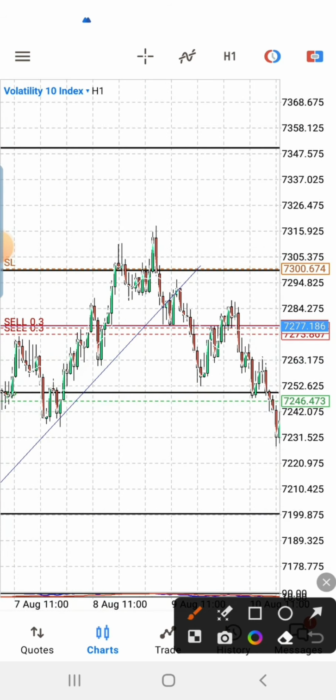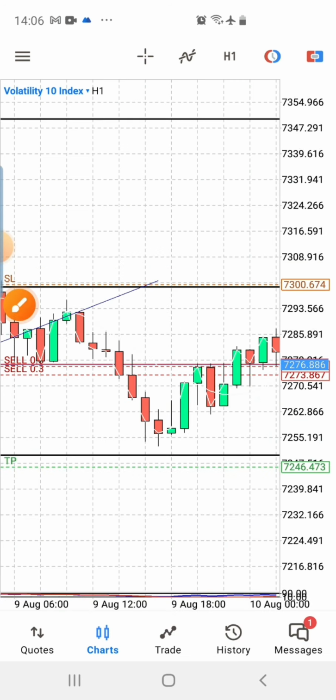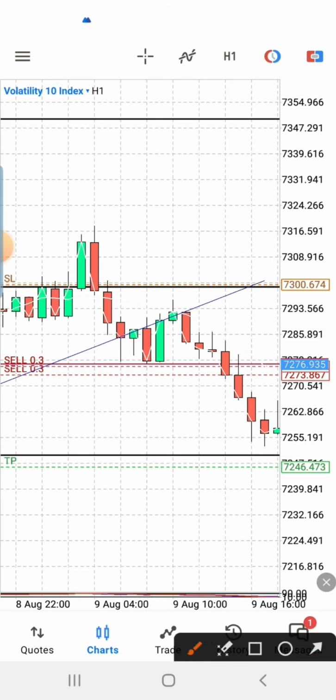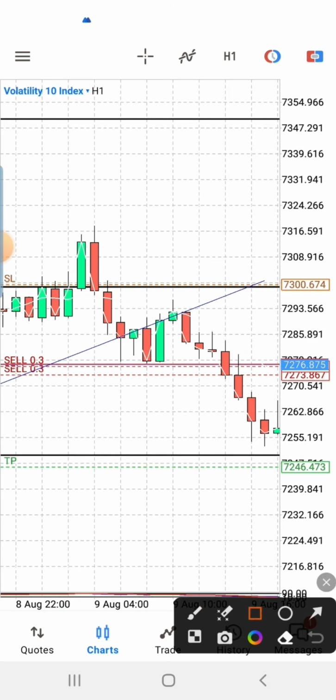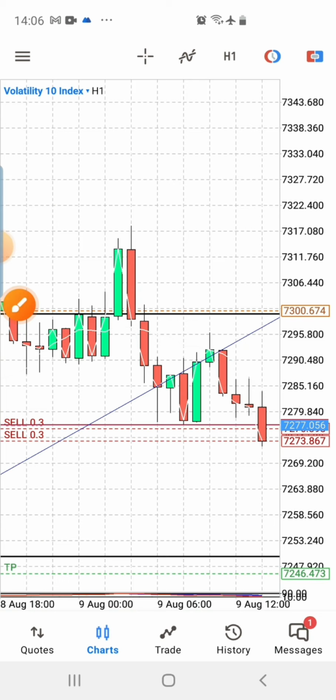You are waiting patiently until the price breaks this level. Once the price breaks the psychological level, you can see this particular candlestick right here. Look at the candlestick you are waiting for: a strong bearish engulfing candlestick right there. Once it closes, that's the point you're going to be making your entry.